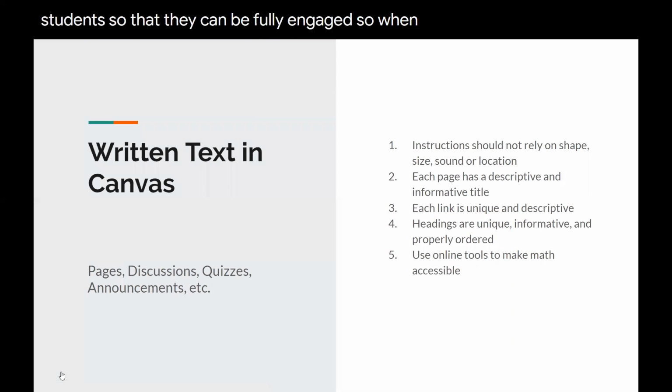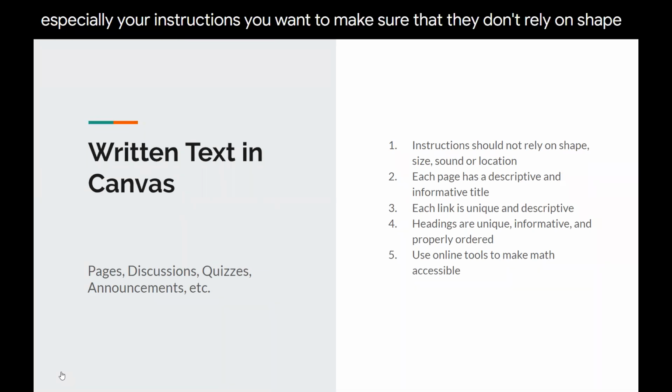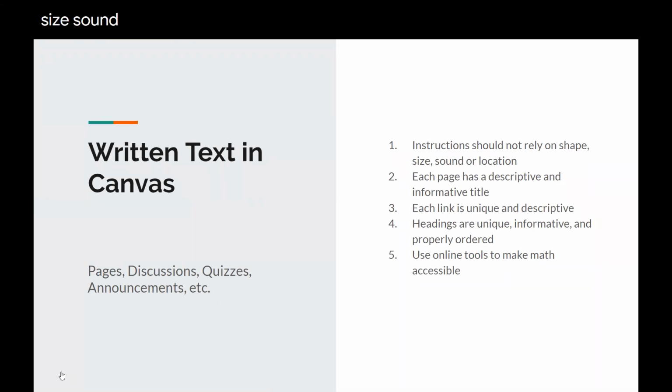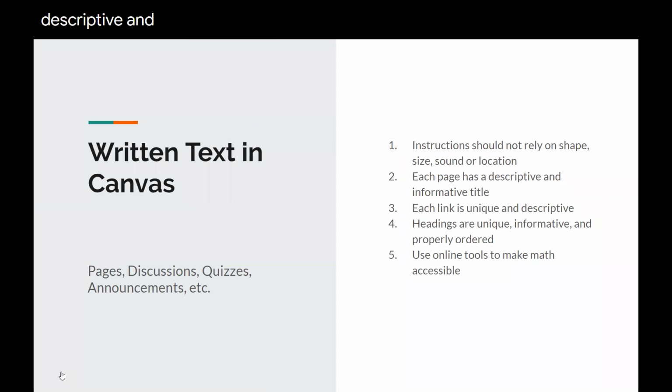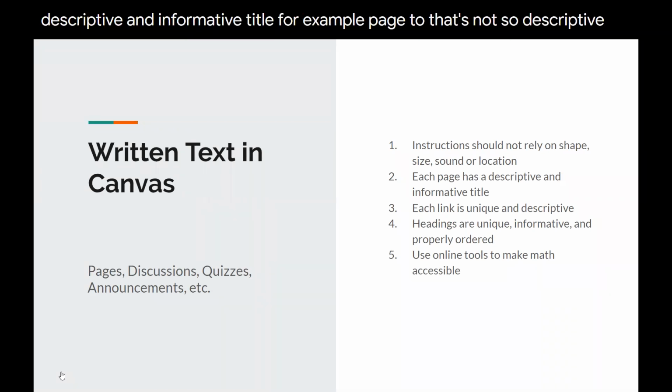So when you're thinking about writing, especially your instructions, you want to make sure that they don't rely on shape, size, sound, or location. You also want to make sure that each page has a very descriptive and informative title. For example, page 2, that's not so descriptive or informative. You also want to think about each link being unique and descriptive.